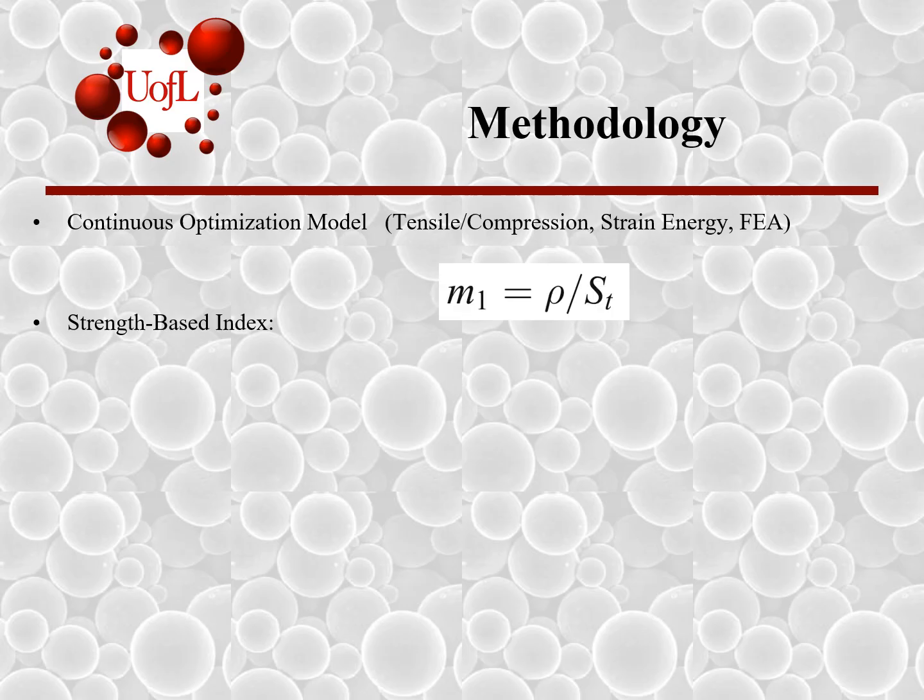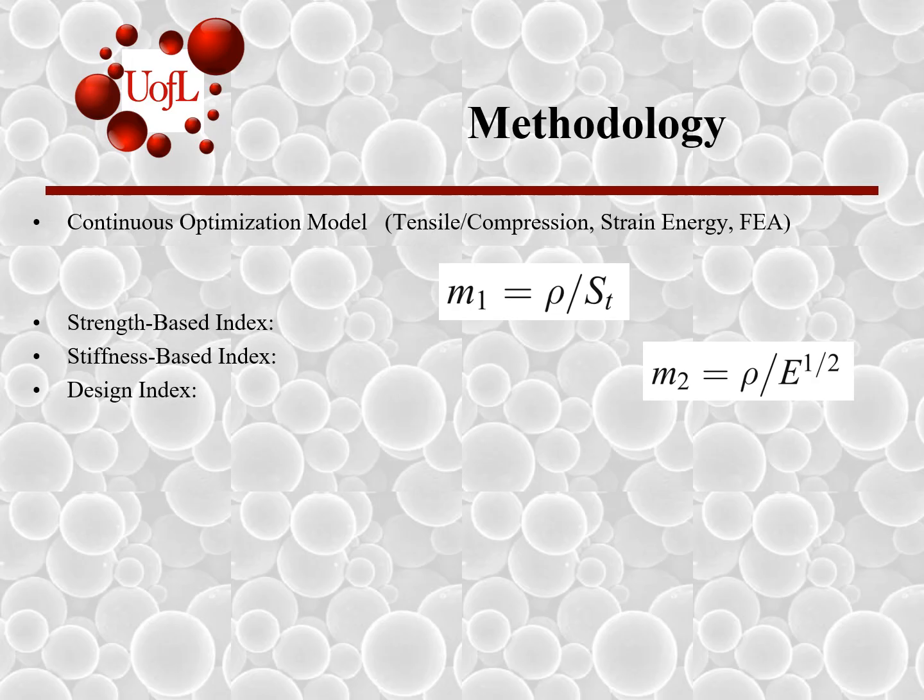The strength-based index is first found using density over tensile strength. A stiffness-based index is found using density over the Young's modulus squared. And finally, a design index is used, which is the ratio of compression to tension.